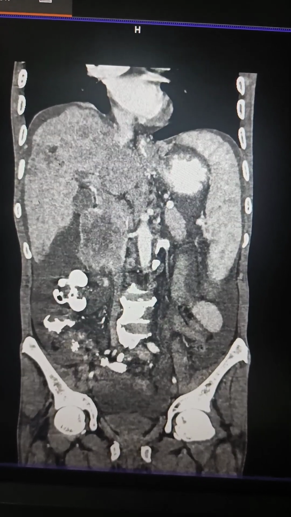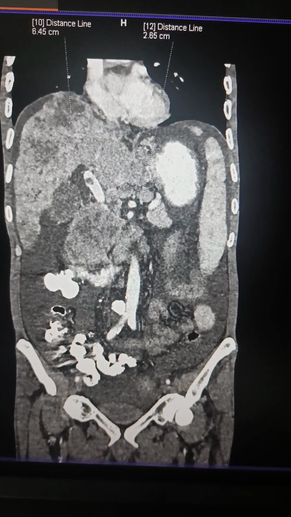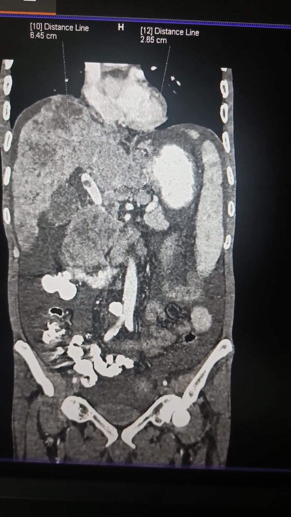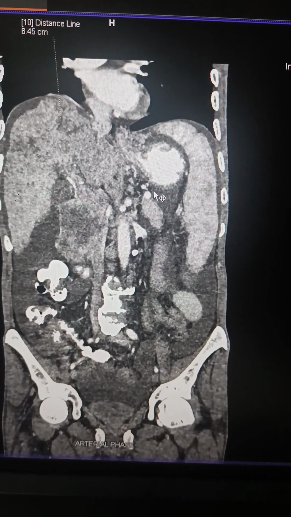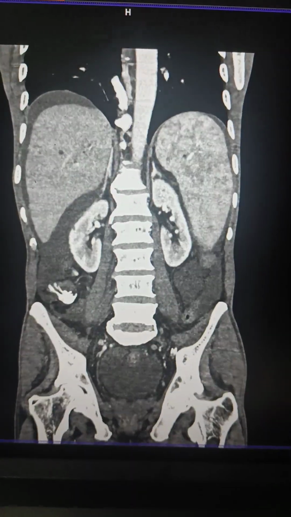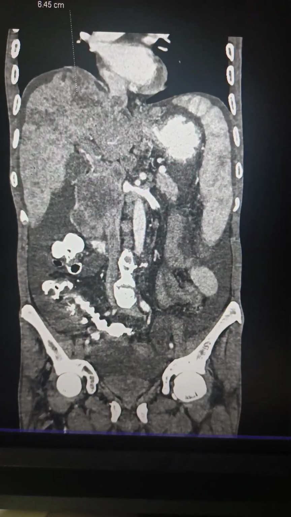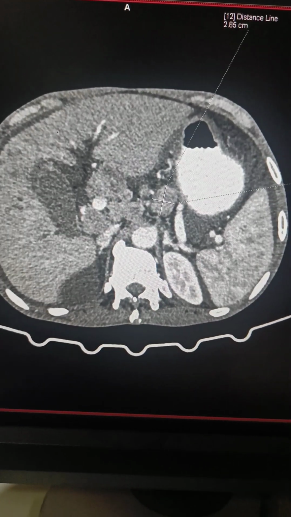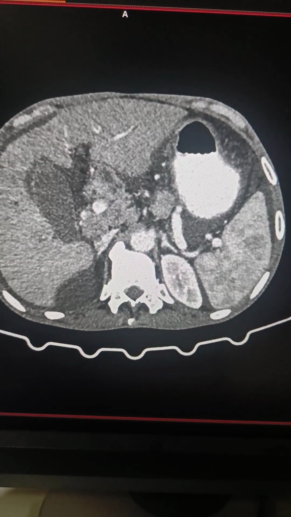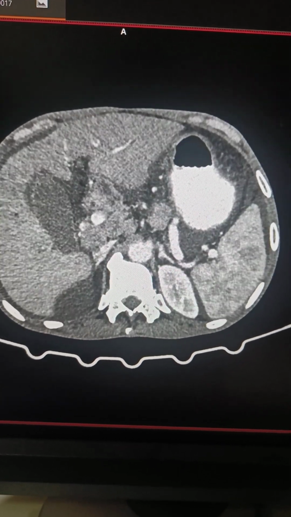Multiple enlarged post-contrast enhancing lymph nodes with non-enhancing areas within them, suggestive of necrosis, are noted in the peripancreatic region, along the lesser curvature of the stomach, and in the pre and para-aortic region, with the largest measuring 2.6 x 1.8 centimeter along the lesser curvature. This is the largest lymph node with a central necrotic area.